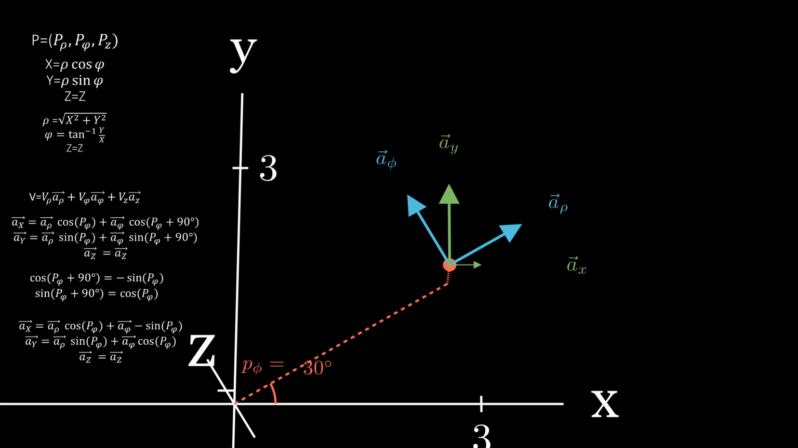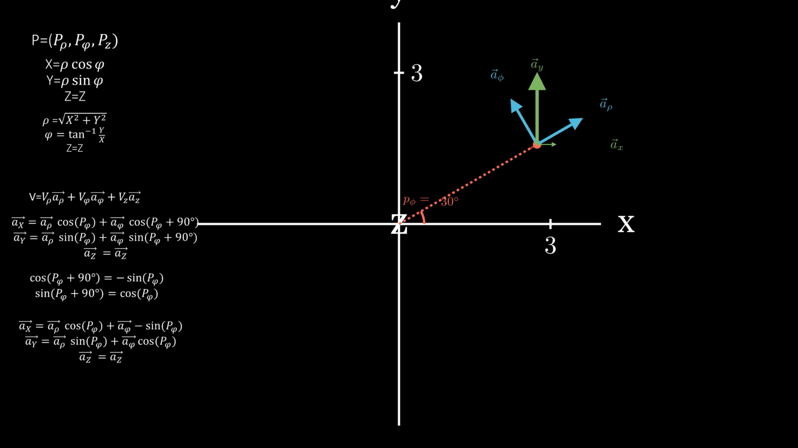Now, something important to note here, that ax and ay are not the unit vectors of the Cartesian system, but they are the unit vectors of the cylindrical system represented in the Cartesian system. And this is why the unit vectors of x and y are not of length 1. Now let's take a look at the unit vectors in different positions.